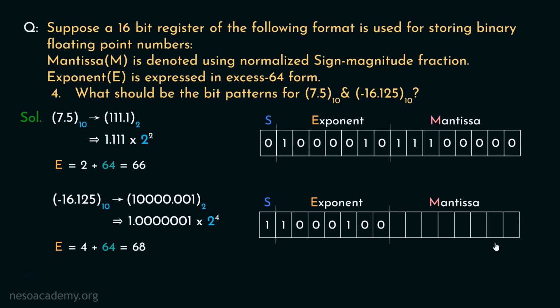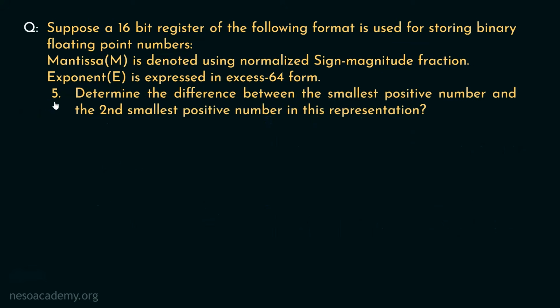Now coming to the mantissa part, we have 8 bits for that, don't we? Now let's count the bits in the fractional portion. 1, 2, 3, 4, 5, 6, 7. So these 7 bits are going to be placed in here. Now coming to the last bit, we know we can fill it up with 0. So this is going to be the bit sequence which will represent the value minus 16.125 of decimal in the 16-bit register. Let's now move on to the fifth question.